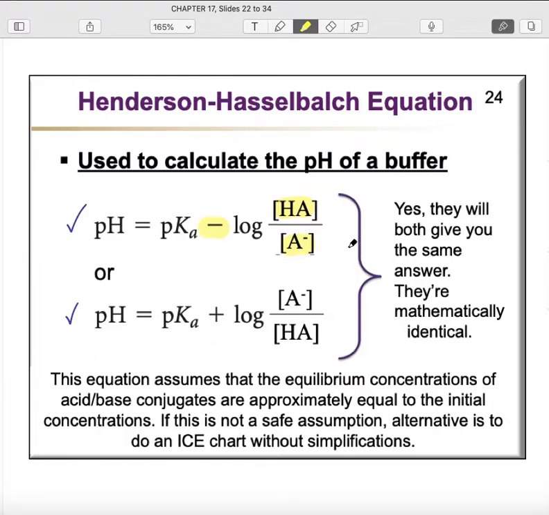Now, this equation assumes that the equilibrium concentrations of the acid and the base conjugates that make up that buffer are almost equal to the initial concentrations that they're starting with. And if this is not a safe assumption, then the alternative would be to actually do an ICE chart in a similar way to what we did with the common ion effect. However, for most buffer systems, the assumption is valid, and so we will be utilizing these equations for the calculation of the pH of a buffer.